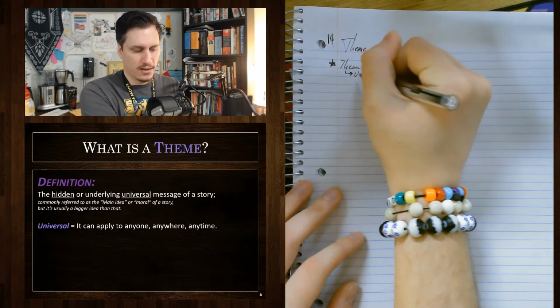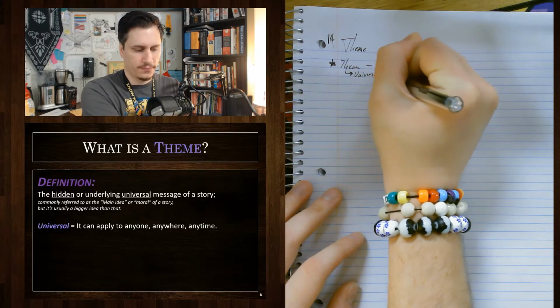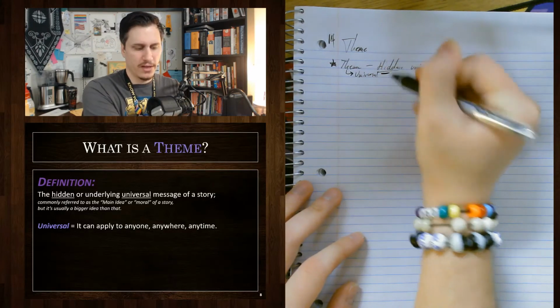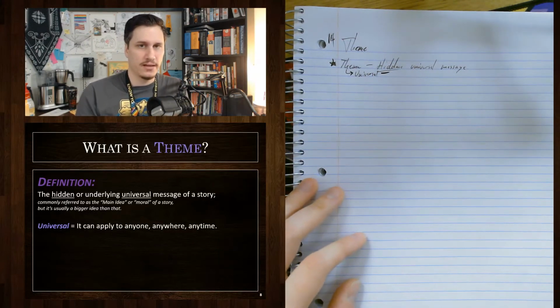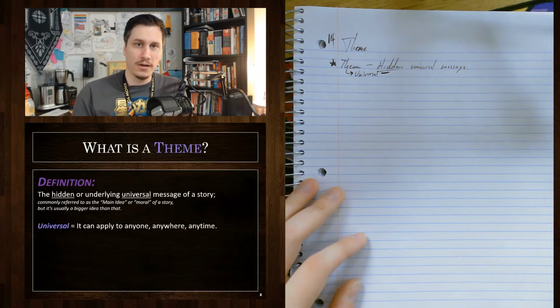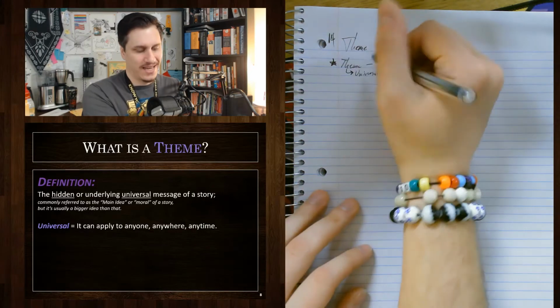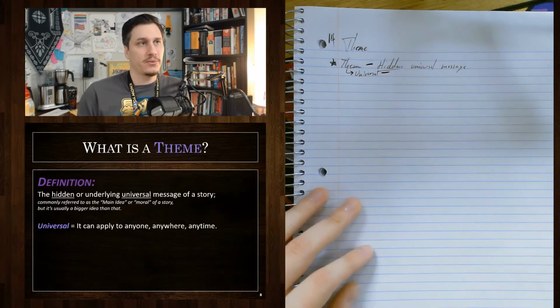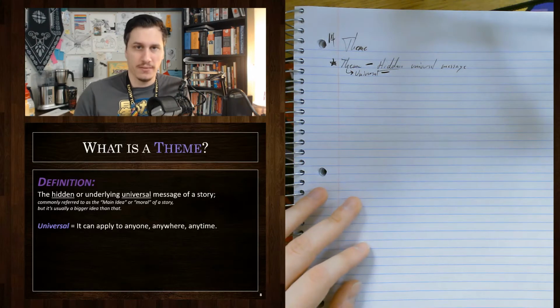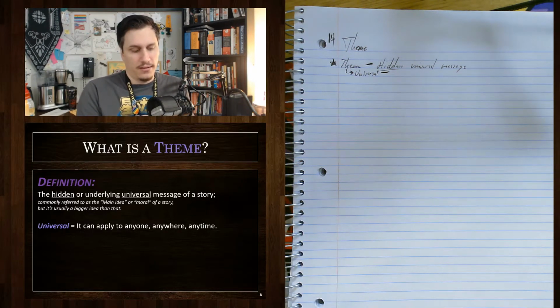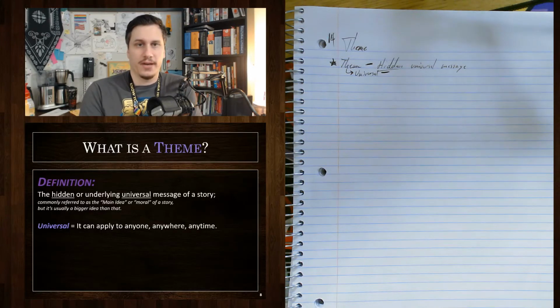But let's also get a definition for this word, universal. If you don't know what universal means, it basically stands for the idea that something can apply to anyone, anywhere, anytime. Now, I don't have a fantastic example of this, but I like to pick on the Hunger Games because I don't like the Hunger Games because I think it's a ripoff of another series. And let's talk about The Outsiders, okay? Most of my students have read The Outsiders. Most of my students love The Outsiders. It's a pretty universal story.